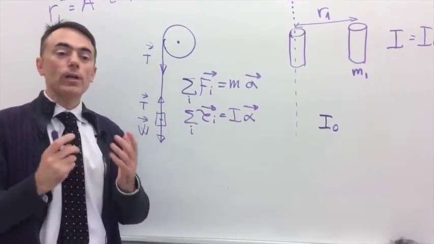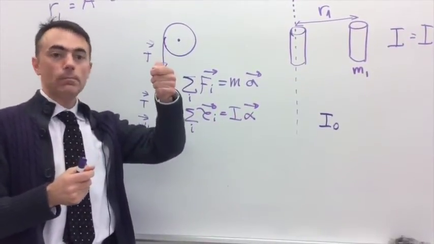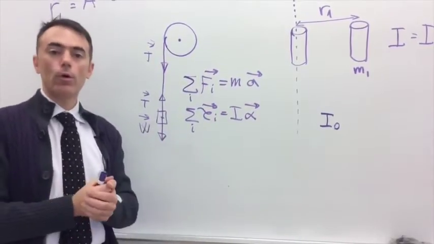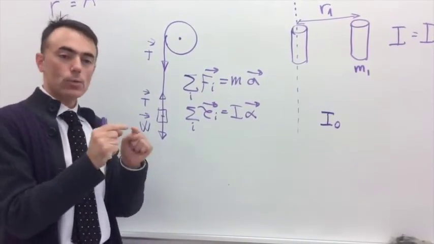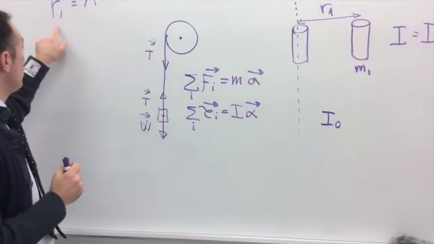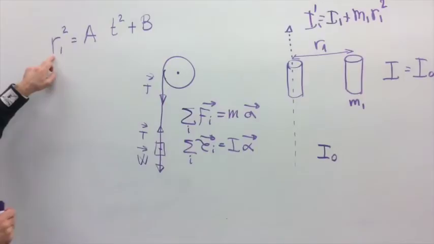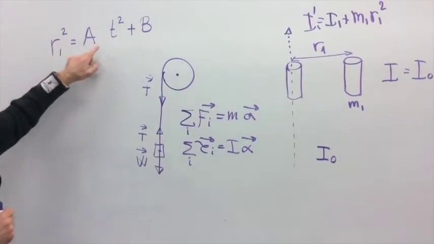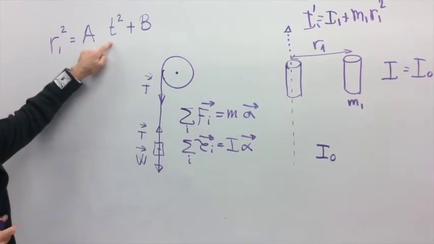to find a relationship between the time that the mass takes to hit the floor and the distance where you're putting the rods from the center of the cylinder. And you should find an expression like this one, where this is the distance of the rod to the center of the cylinder, this is the time that the mass needs to hit the floor.